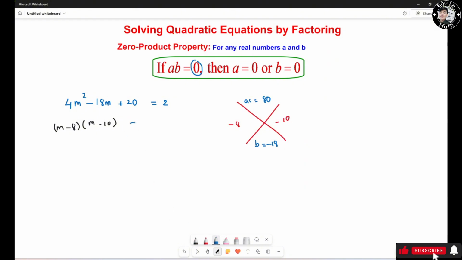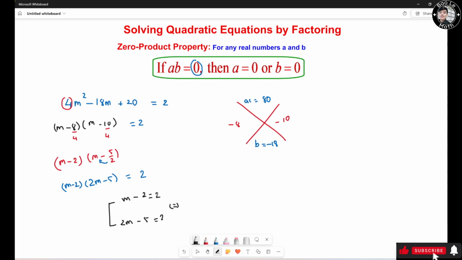Equal to 2. And then they take 8 divided by 4 and 10 divided by 4, because a equals 4. And then simplify, it turns out to be m minus 2 times m minus 5 over 2. Then you multiply this one, so it could be m minus 2 times 2m minus 5 equal to 2. And then they let m minus 2 equal to 2 and 2m minus 5 equal to 2. Then you add 2 to both sides, so m equals 4. And then add 5 to both sides and divide both sides by 2, so m equals 7 over 2. So they say, oh, the solution is right here.